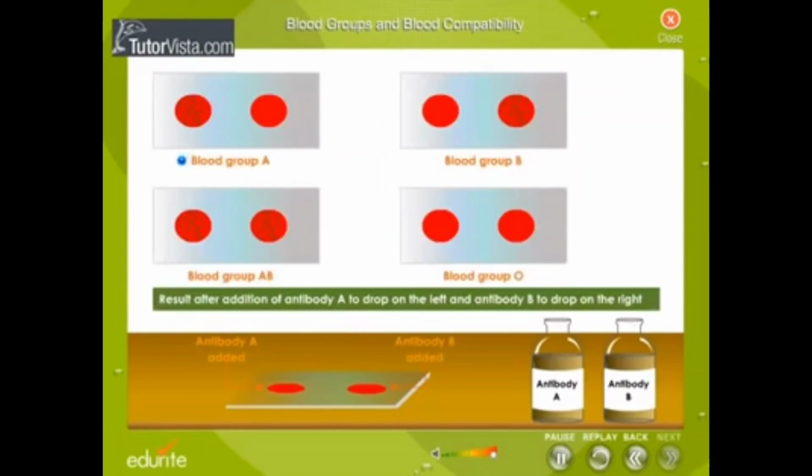If the blood drop coagulates with antibody A and not with B, it is group A. If the coagulation is with antibody B, it is group B blood. If coagulation is caused by both the antibodies, it is group AB blood. And if there is no coagulation, it is O group blood.